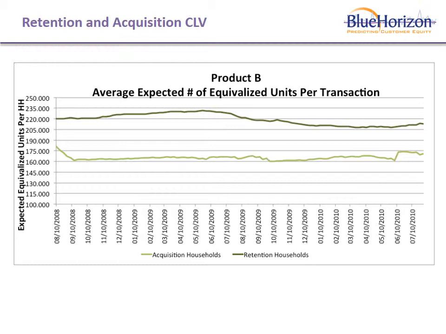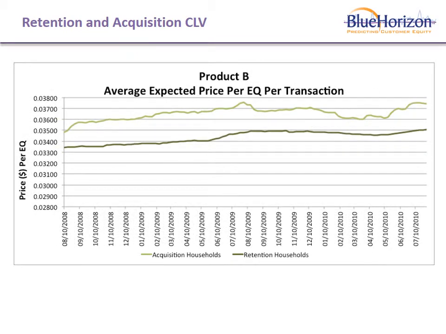Acquisition group customers would remain steady or gradually increase their size of purchase. The average price per unit was higher for acquired customers. It seems that retained customers may have learned to exploit marketing discounts to consistently pay a lower price per unit.